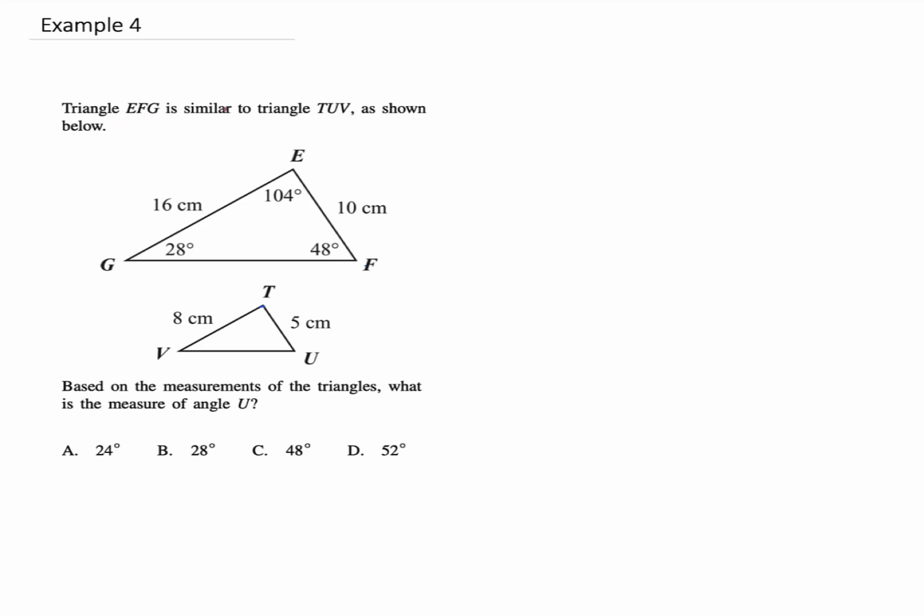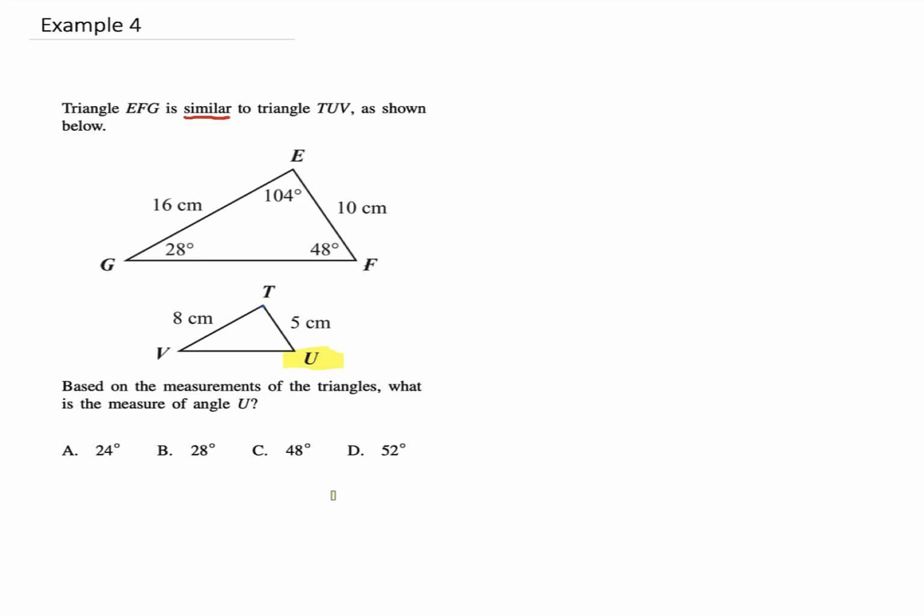Triangle EFG is similar to triangle TUV as shown below. Again, remember, similar means same shape, different sizes. So notice I have EFG and I have TUV. Now, for EFG, I have all of my angles. E is 104, F is 48, and G is 28. Based on the measurements of the triangles, what is the measure of angle U? So we're trying to find U right here.